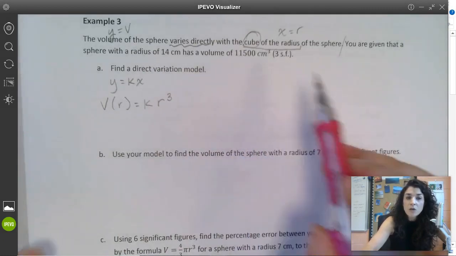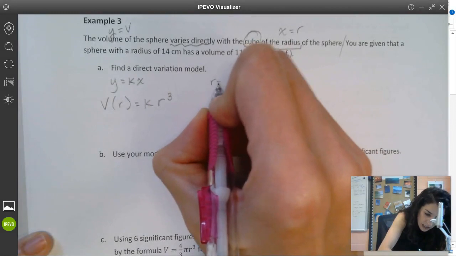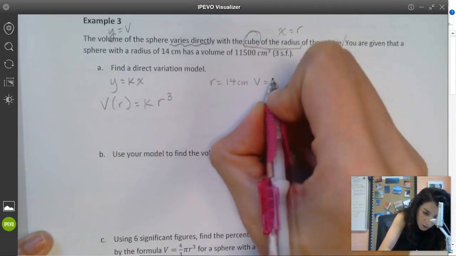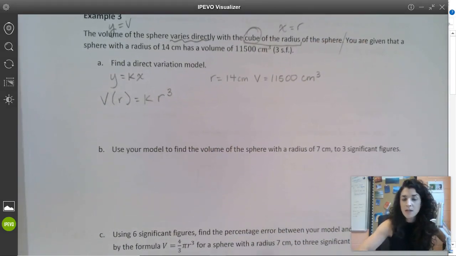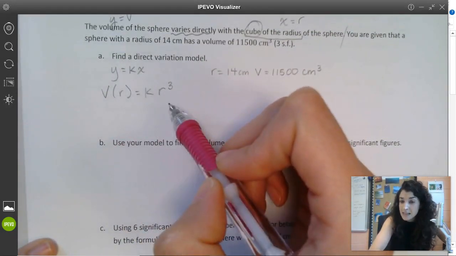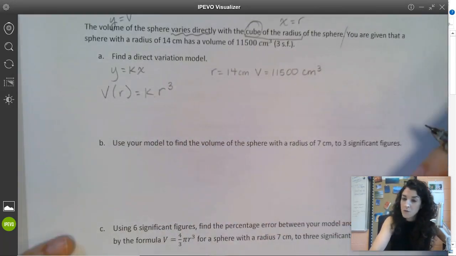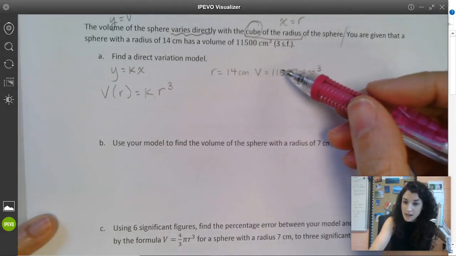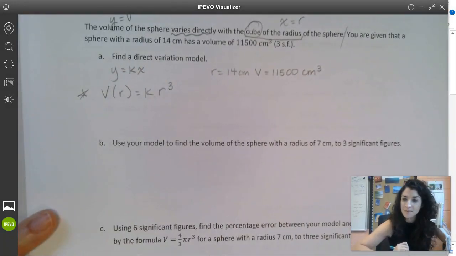You are given that a sphere with a radius of 14 has a volume of that. Okay, so a radius of 14 centimeters gives me a volume of 11500 centimeters cubed, which is just a point, right? And if we want to find a direct variation model, we want it to look exactly like this, but instead of a k, we want a number there. And we know that in order to solve for a number, we need to plug in a point. These are the values that we plug in order to solve for k. Go ahead and do that on your own.